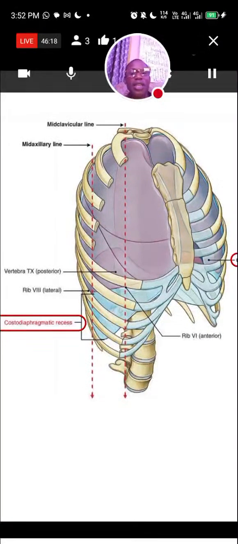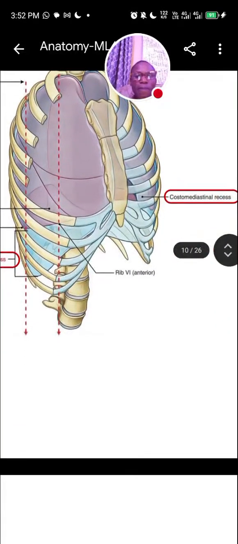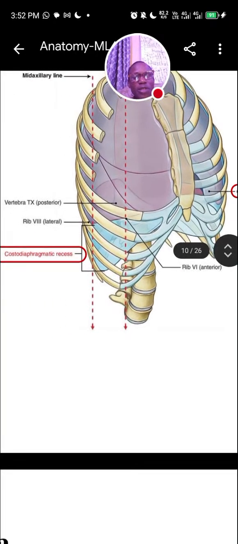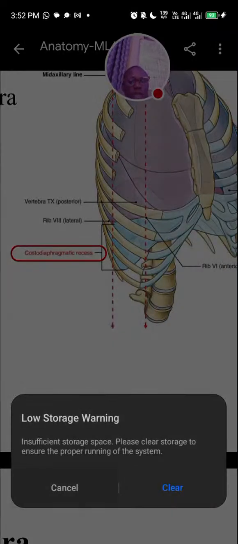Mid clavicular line, mid axillary line, costo-mediastinal recess. Did you see it? That is where the costal cartilage reflects to meet the mediastinum. Reflect to meet the mediastinum. Now watch this. Costo-diaphragmatic, where the costal cartilage reflects to meet the diaphragm.